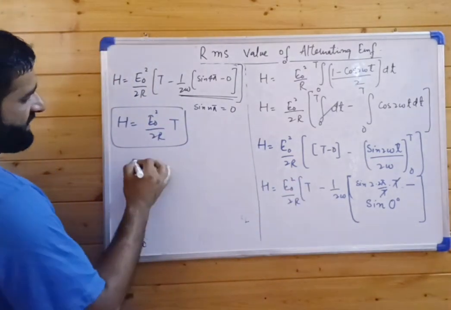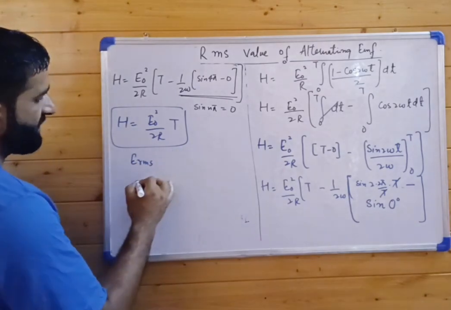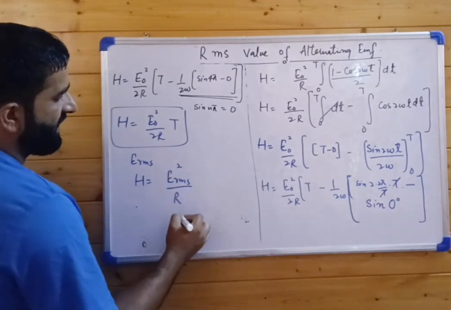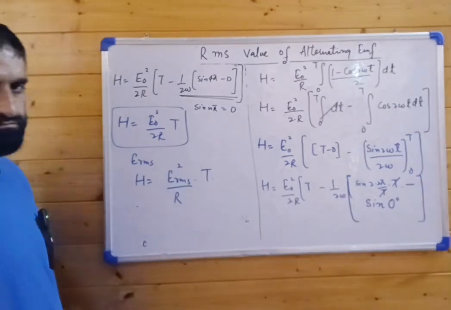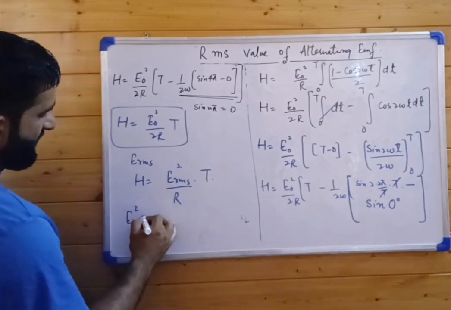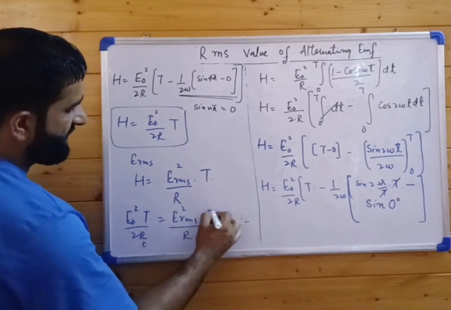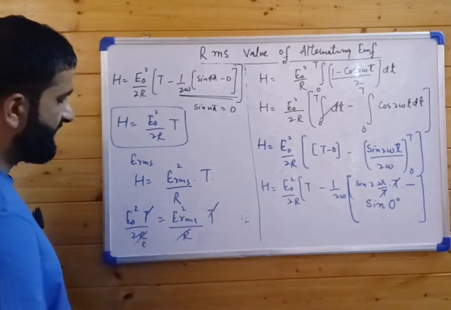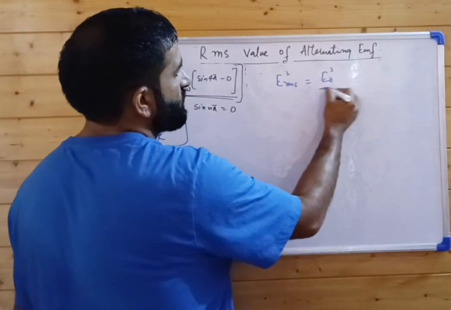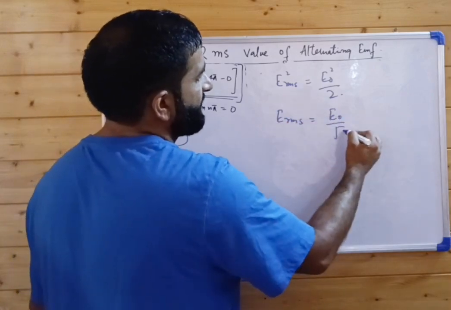Now, if ERMS is the value of root mean square voltage or the EMF, the heat produced by ERMS is equal to ERMS whole square divided by R into T. Now, as the heat produced is the same, we have E0 square into T divided by 2R equal to ERMS whole square divided by R into T. T and T cancel out, R and R cancel out. We are left with ERMS whole square is equal to E0 square divided by 2. Now, ERMS is equal to E0 divided by root 2.